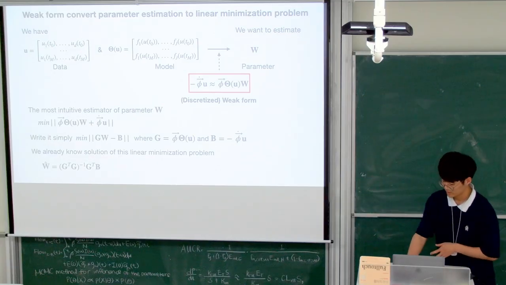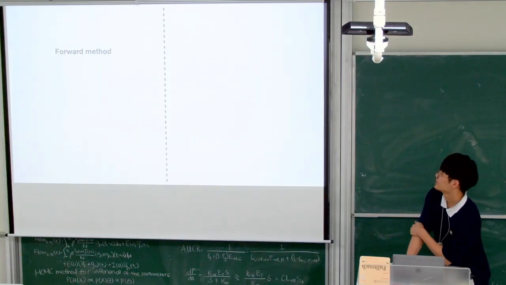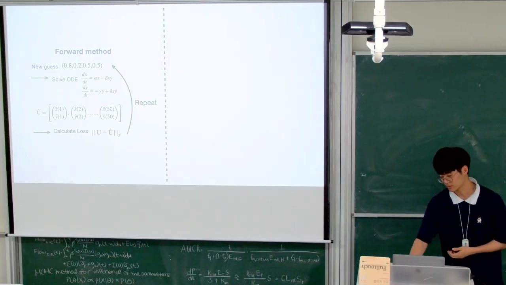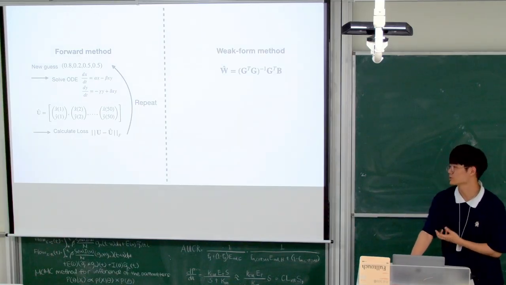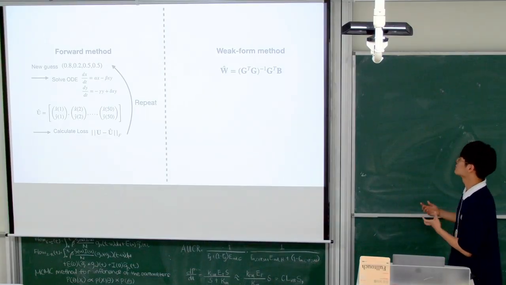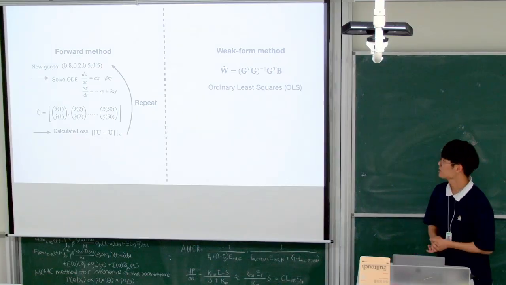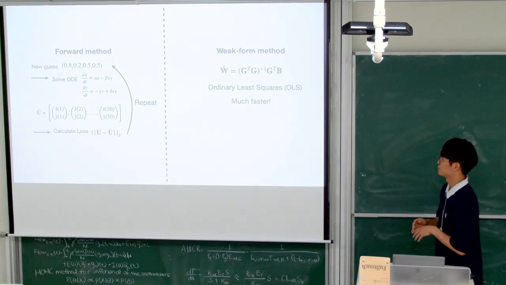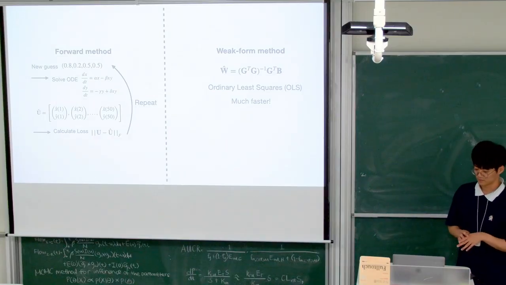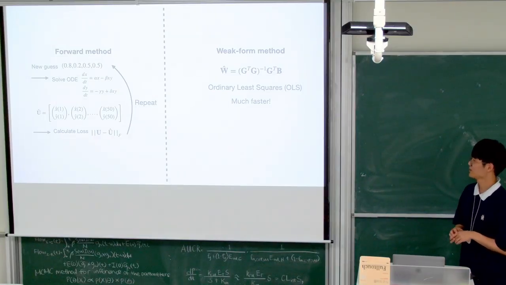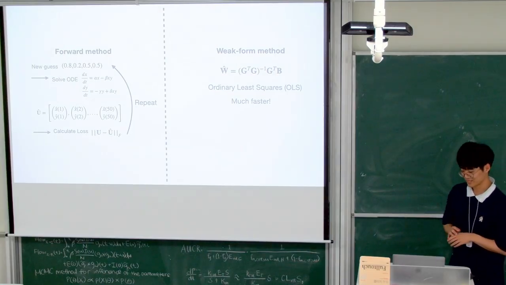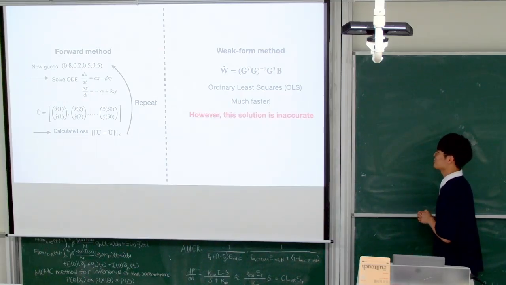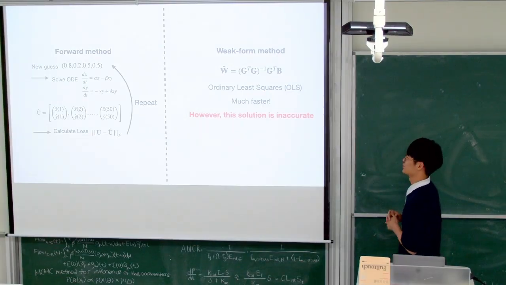So I will give you an interim summary. In the forward method, we have to repeatedly solve ODEs. However, with this weak form method, we only need to do matrix computation. And this is just an ordinary least squares problem. So we can think it is much faster. But unfortunately, this is not the end of this paper. We received some issues regarding these solutions.